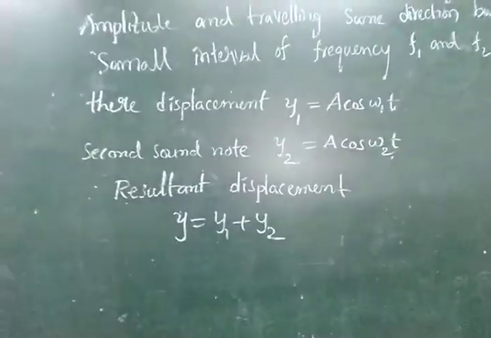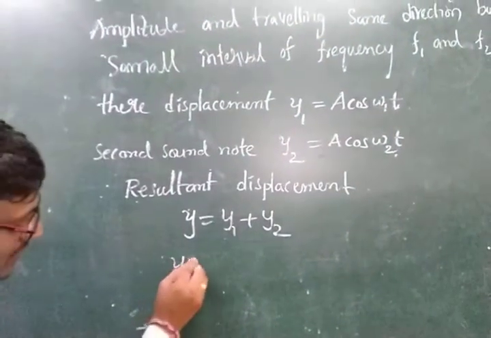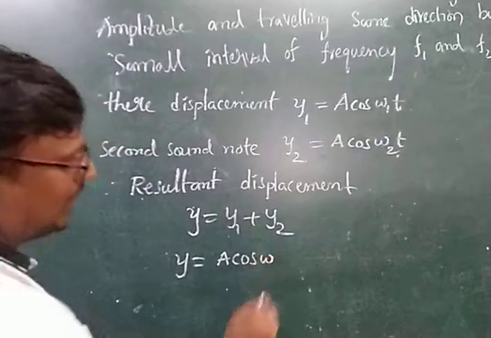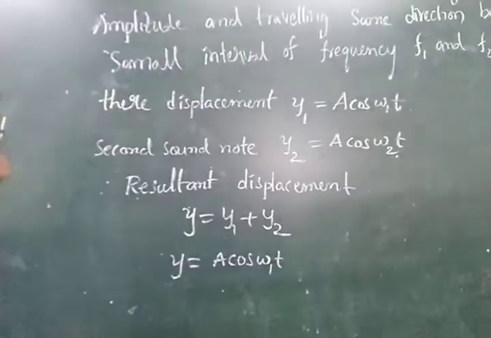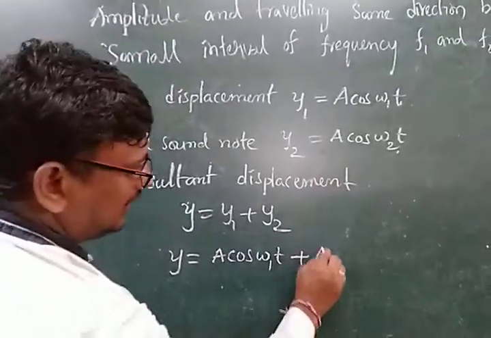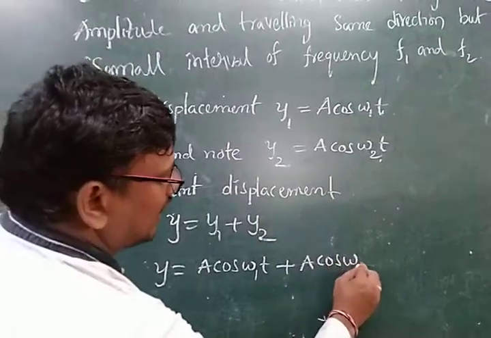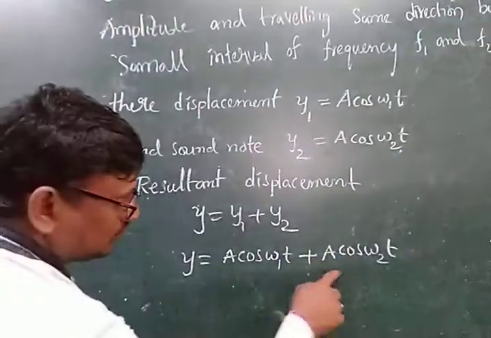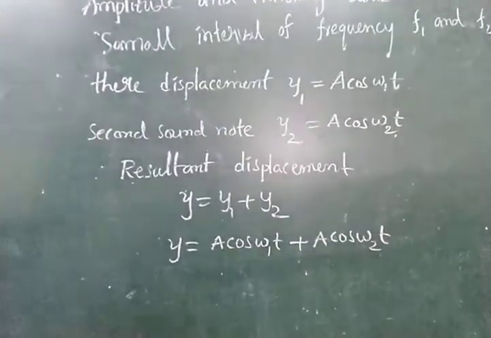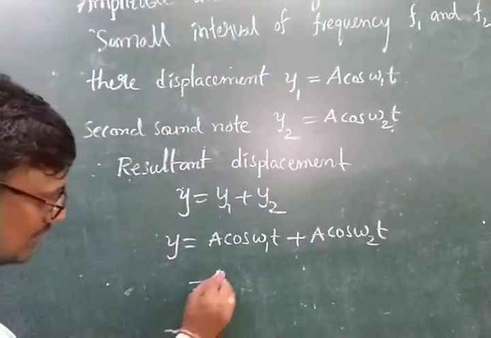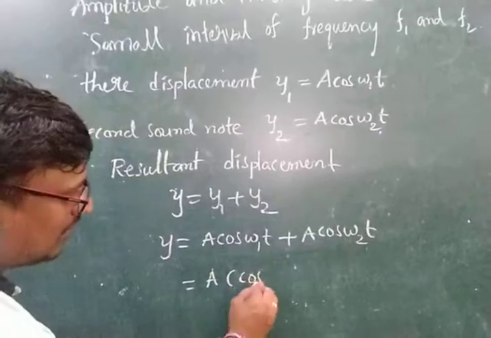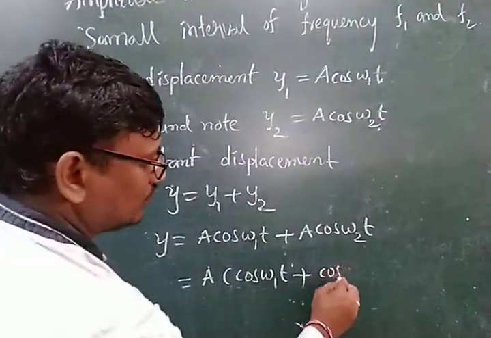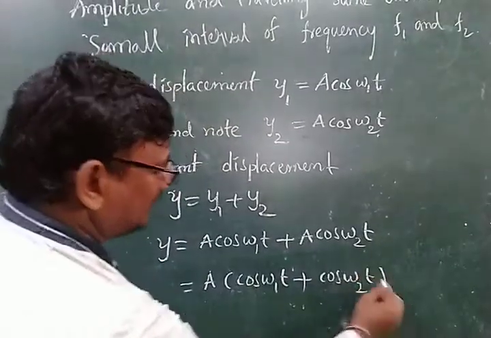The cos function we are taking. Write here y is equal to a cos omega 1 t plus a cos omega 2 t. Here in these two terms the a will be the same. Now take a as common: a times cos omega 1 t plus cos omega 2 t.